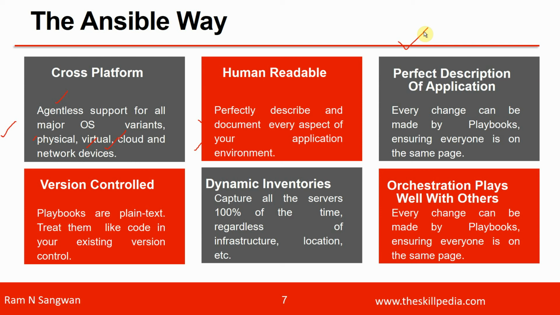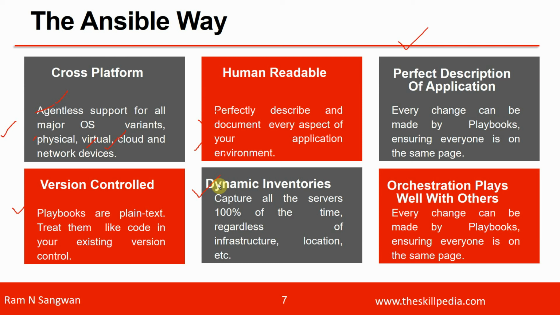Version controlled. Playbooks are plain text. Treat them like your code files. So put them into a GitHub or version control system. Dynamic inventories. Dynamic inventories' perfect use case would be the cloud, where instances will come and go. So Ansible requires the inventory. Inventory here refers to the list of machines to be managed by Ansible. We create a list of machines to be managed by Ansible.